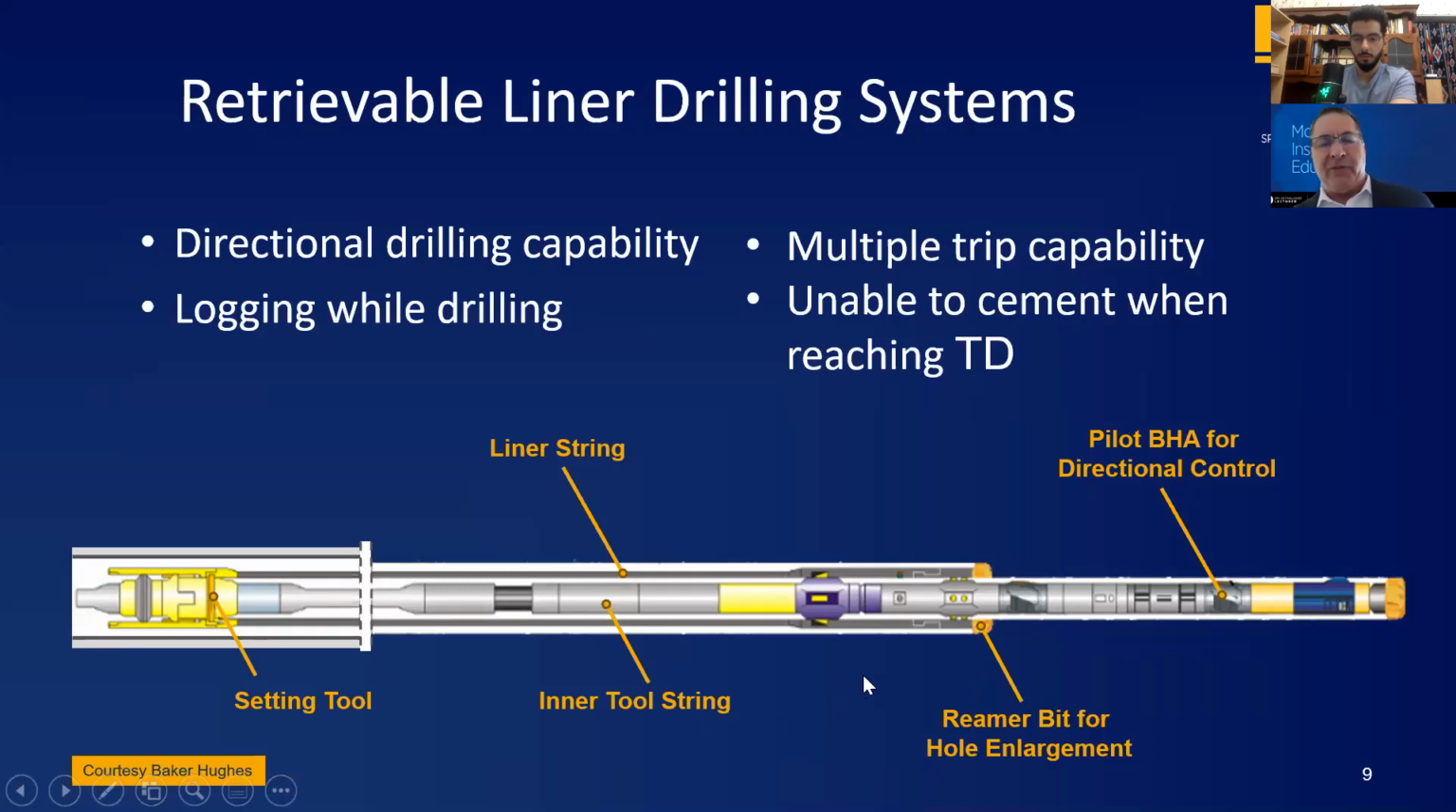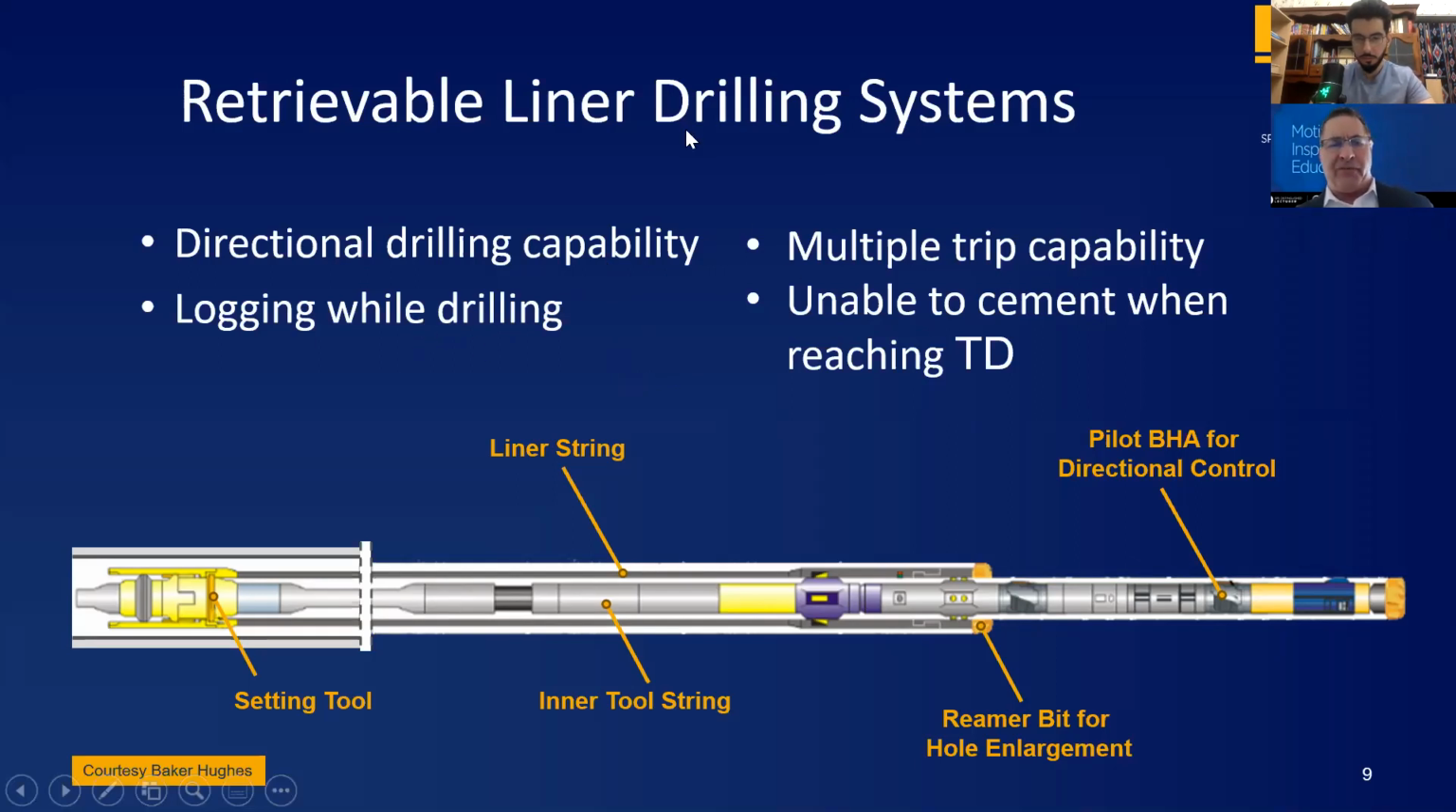But the big disadvantage is when you get to TD, you've drilled your well, now you've got to pull this pilot BHA out of the hole. So you could be waiting 15, 20 hours before you do your cement job. And this in itself could be problematic with attaining a good cement job. Now, the reason an operator would want to run a retrievable liner system is if they do have to do active directional steering, and they do have to run open hole logs while drilling the liner in.